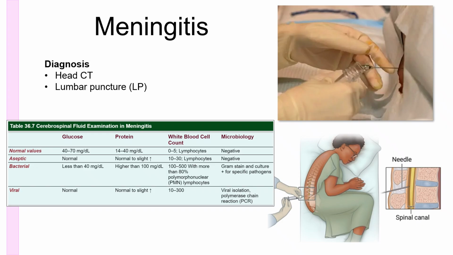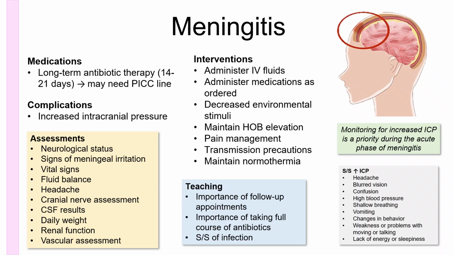So as the nurse, you'll often be the one prepping the patient, supporting them through the procedure, and monitoring for complications like headache or bleeding afterward. You will also be responsible for ensuring that the specimens are labeled correctly and transported promptly to the lab because timing is everything in suspected meningitis. All right, so let's talk about treatment, complications, assessments, interventions, and teaching.